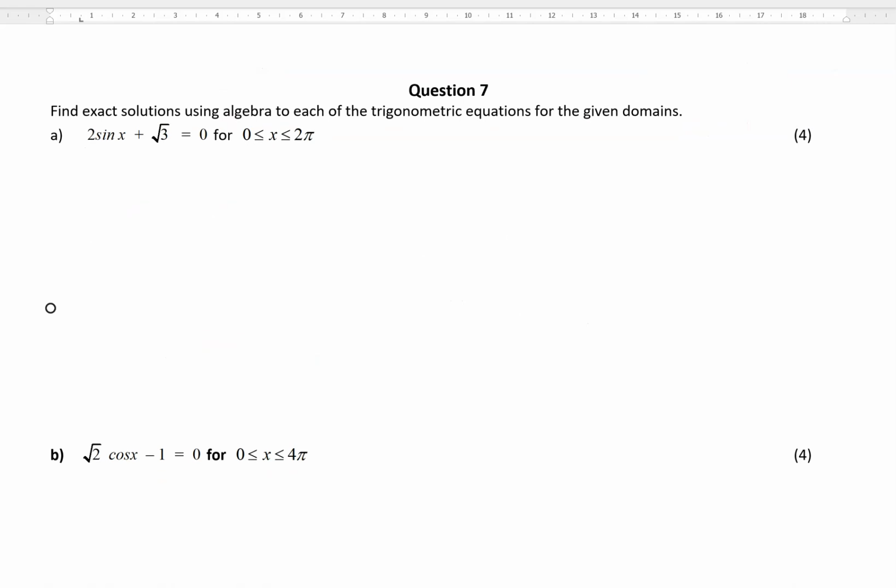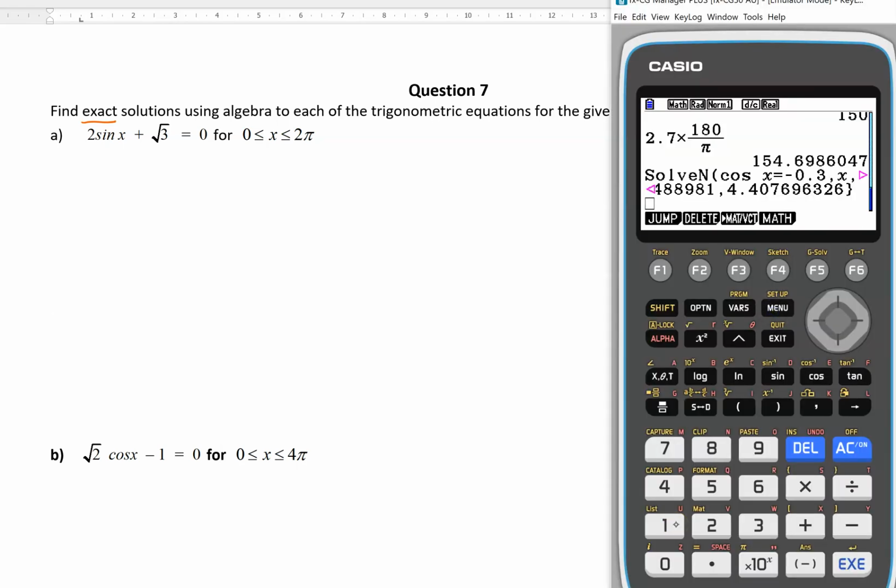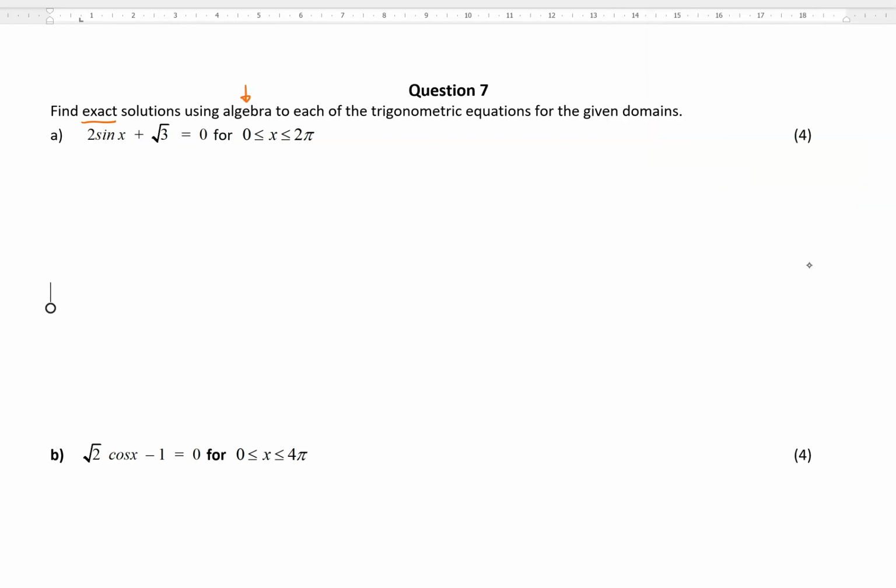All right, find exact solutions. Same thing. You can actually do this. Obviously, the calculator graphing mode won't give you the exact solutions, but you can, like we did before, options, calc, solve in. This will give you exact with these ones. However, it did say use an algebra approach.